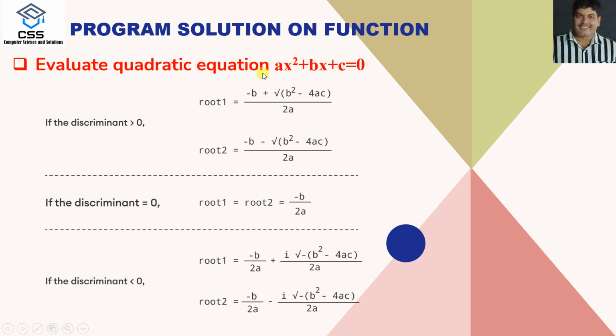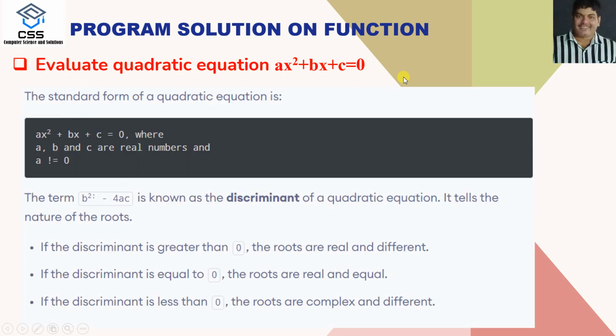Accordingly, we have to evaluate the quadratic equation ax square plus bx plus c equal to 0. Then a, b, c, three real numbers we have to take, try to take as fractional values and give the condition accordingly. The term b square minus 4ac is known as the discriminant of a quadratic equation. How is the b square written? B into b is b square, or pow(b,2) as a function. 4ac means 4 into a into c.